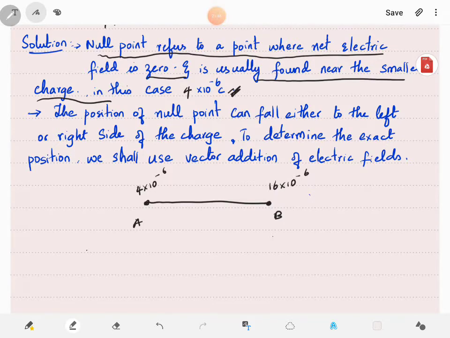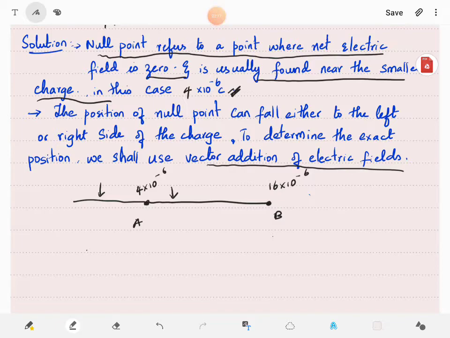So it is near the smaller charge. It can be either to the right hand side of 4 into 10 power minus 6 Coulomb, or it can be to the left hand side of 4 into 10 power minus 6 Coulomb. Now to determine the exact location of the null point, we shall use vector addition of electric fields. Wherever the net electric field balances or cancels, we can find a null point.